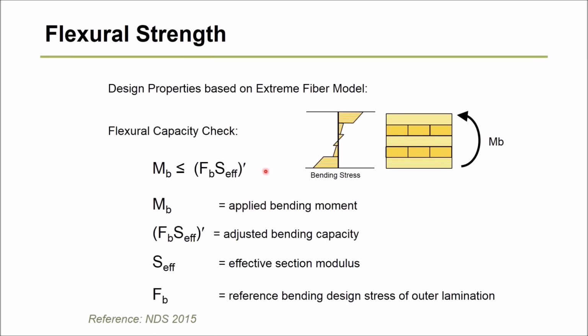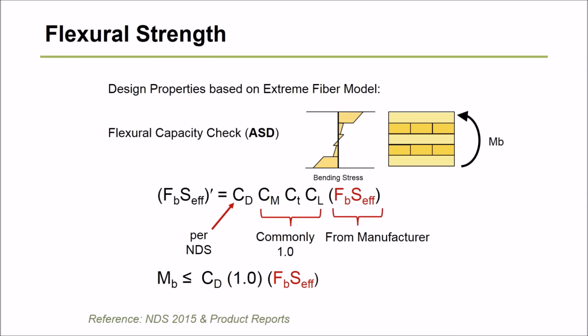And then you modify that section capacity using the adjustment factors that you find in Chapter 10 of the NDS. So in reality, we have our FBS effective, our bending capacity that is provided by the manufacturer or the PRG 320 standard. And then we have our modification factors from the NDS 2015.